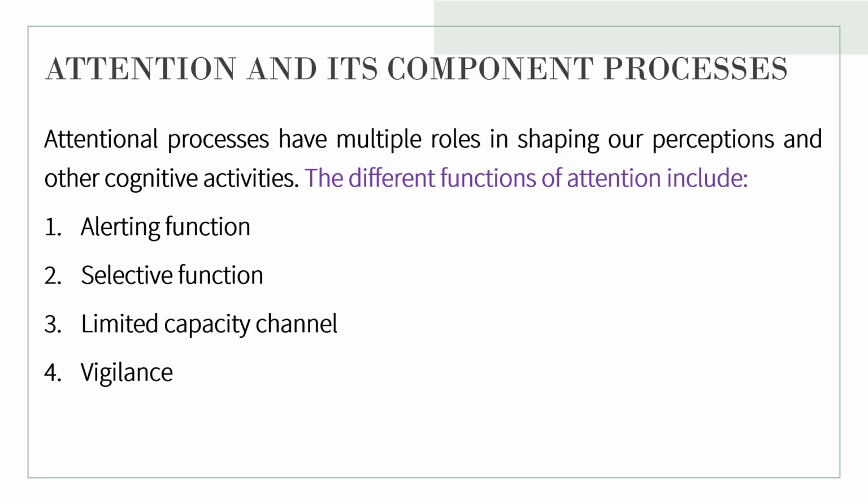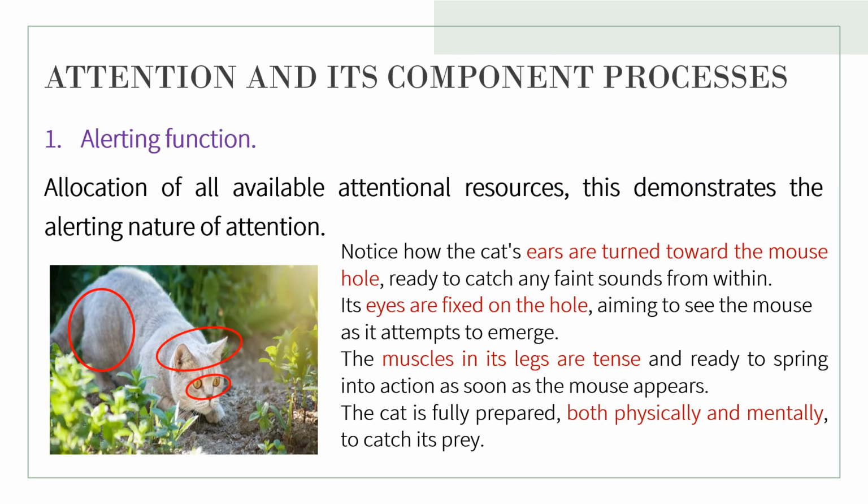So, starting with attention and its component processes. The attentional process has an alerting function, selective function, limited capacity channel, and vigilance as components. What is the alerting function? The alerting function is the allocation of all available attentional resources. This demonstrates the alerting nature of attention.